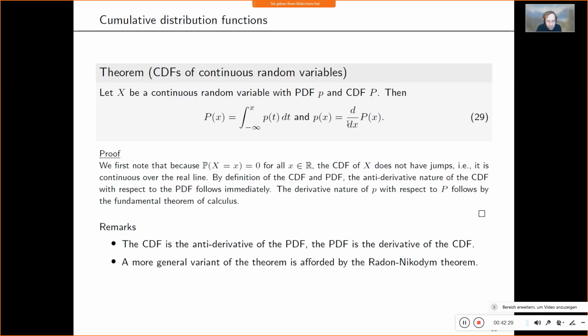If you're not happy with that, have a look in my calculus script for statistical models. That's where I discuss a proof that this is actually the case. So the bottom line here is that the CDF is the antiderivative of the PDF (Stammfunktion), and the PDF is the derivative of the CDF. If you study this from a mathematical viewpoint, you know this identity under the label Radon-Nikodym theorem, which relates different measures by means of the Radon-Nikodym derivative. But if you get back to the case of PDFs and CDFs, that's actually this relationship here.